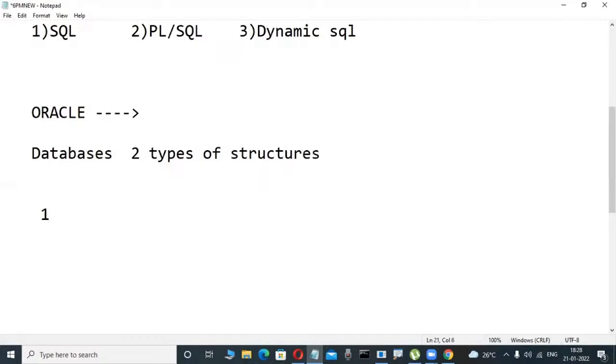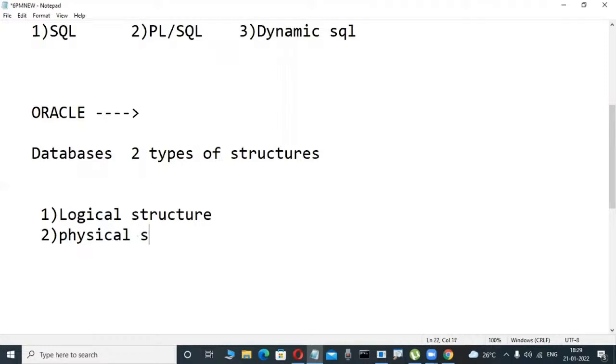Does anybody have an idea? Suppose you are taking Oracle, SQL Server, MySQL, DB2, any relational database software you are installing in your system, two types of structures are there. One is logical structure. Database means it is a place where we can store structure. Here, one is logical structure. Another one is physical structure.